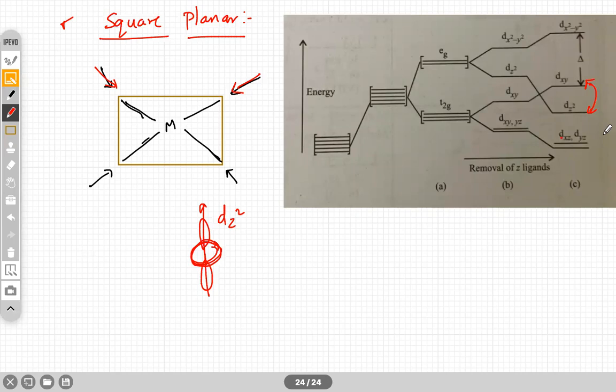They haven't asked a question on all this, but yes, you should know at least the order of this: which orbital will have the maximum energy, which has the minimum energy. This thing at least.